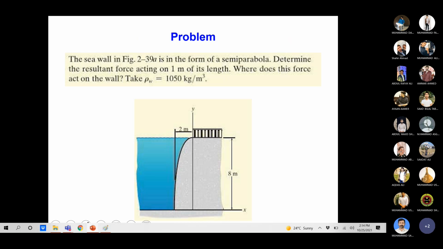So last problem, the sea wall in this figure. It's a curved surface wall, and it's a continuous wall. A sea wall is in the form of a semi-parabola. So this is the shape of this sea wall. Determine the resultant force acting on 1 meter of its length. So we have to consider 1 meter as its perpendicular dimension, and we have to find the resultant force for this 1 meter. And where does this force act on the wall? Obviously we have to find the center of pressure as well, taking the density of sea water as 1050 kilogram per meter cube.